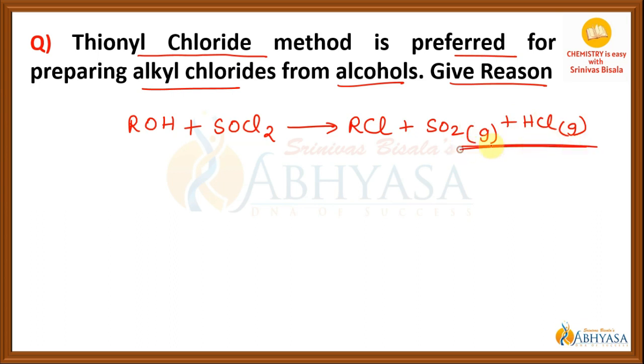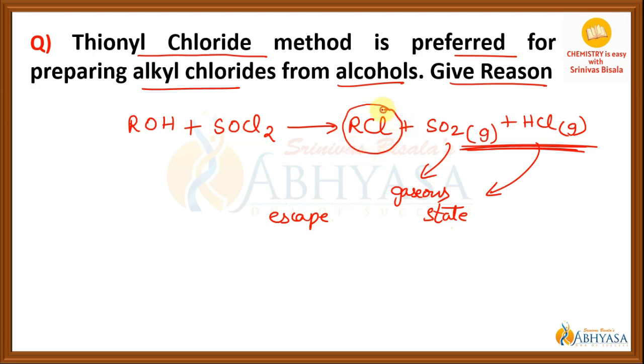Our main answer lies here. That is, as sulfur dioxide as well as hydrogen chloride both are in the gaseous state, they escape easily, leaving the pure alkyl chloride in the vessel. And that is the reason why we prefer preparing alkyl chlorides from alcohol using thionyl chloride, as sulfur dioxide and hydrogen chloride are removed in the form of gases.